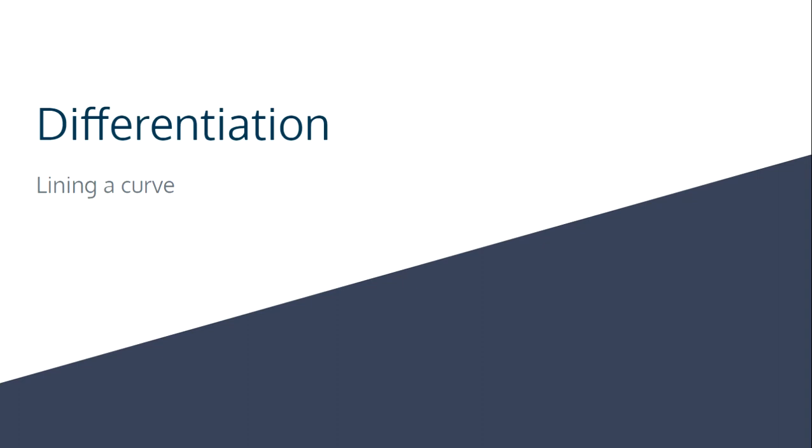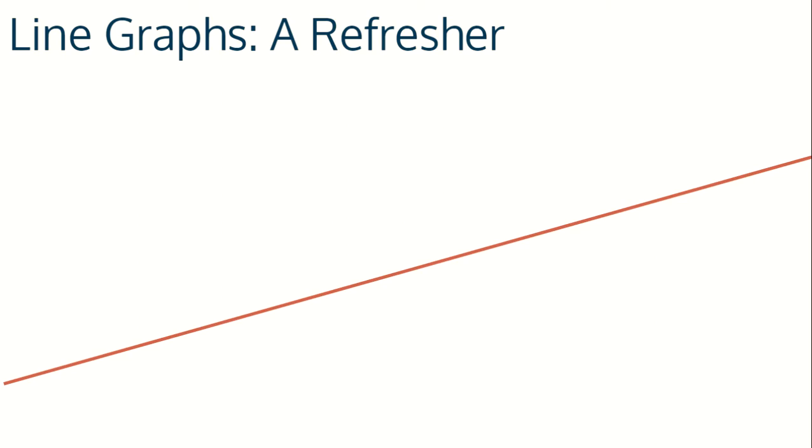This episode is on differentiation. But first, let's recap line graphs. More specifically, finding the gradient. It's fairly simple. You take the change in y and divide it by the change in x.